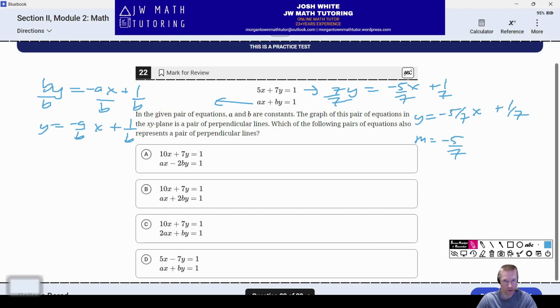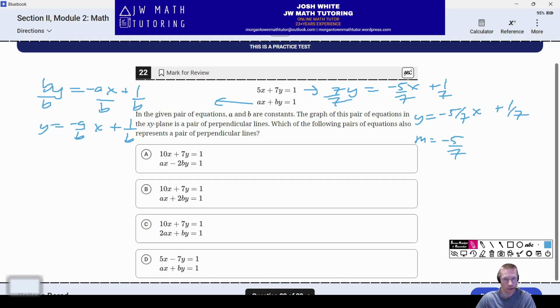Note, these are in standard form. So if you know the shortcut where the slope is just negative a over b, you could just look at the top line and say, oh, the slope is negative 5/7, and look at the bottom one and say, oh, it's negative a over b. That's fine. If you don't want to have to do this work to get the slope, that obviously will save you time.